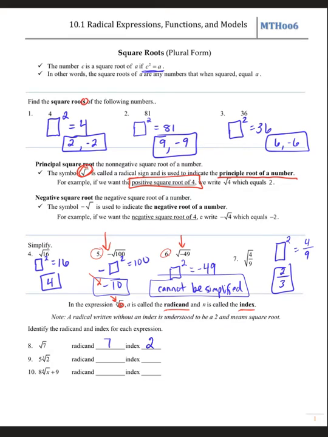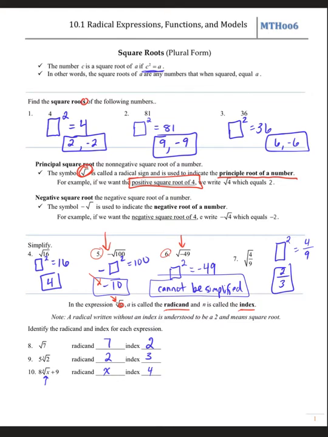Number 9, the radicand is going to be a 2, and the index is going to be a 3. That 5 out front is just going to be its coefficient. We're not going to be worried about that right now. Number 10, be very careful. I'd recommend you pause the video and see if you can identify the radicand and the index. Okay, now looking at this one, we see that the radicand here underneath the square root is only the x. That plus 9 is not in the square root, so be very careful. The index here is 4.